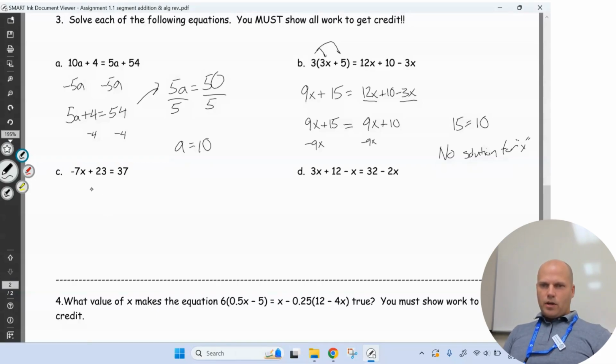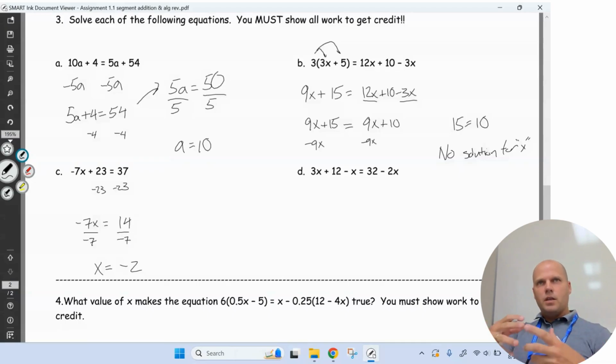We got a negative number here. It's good to practice with negative numbers. Let's combine our x's, remove them from one side so that they remain on the other. We have 14. We will divide by the -7 to remove the -7 so that we reveal x's value. And there it is. That's really what solving an equation is. It's just like revealing the hidden value by undoing what is being done to this unknown.